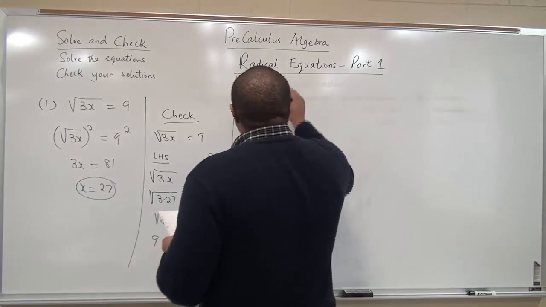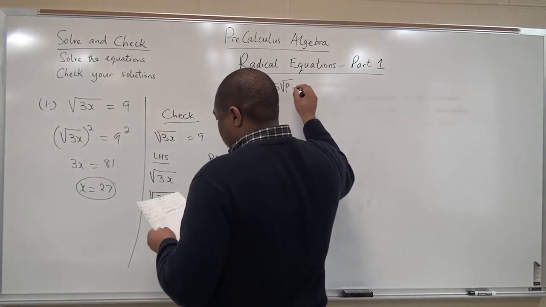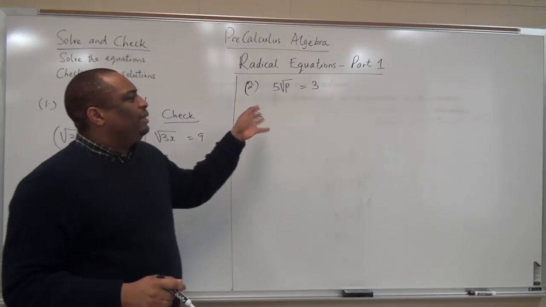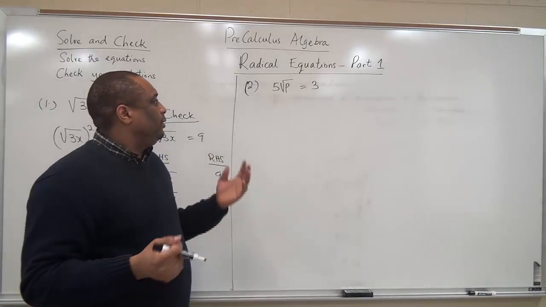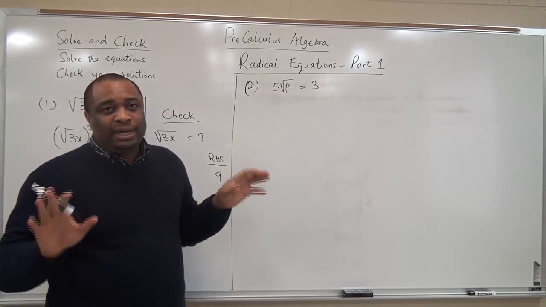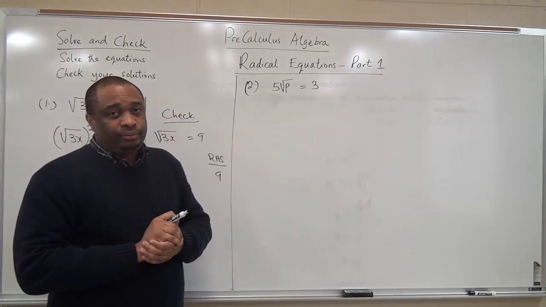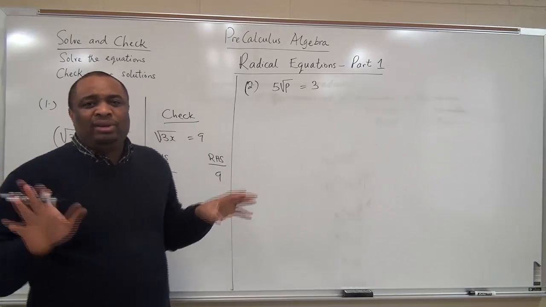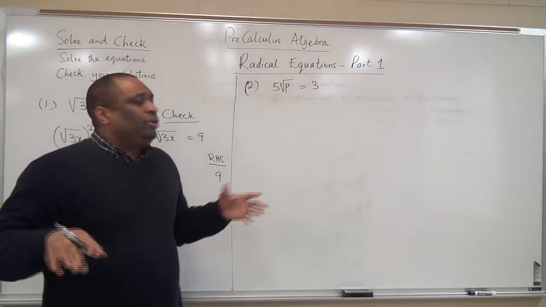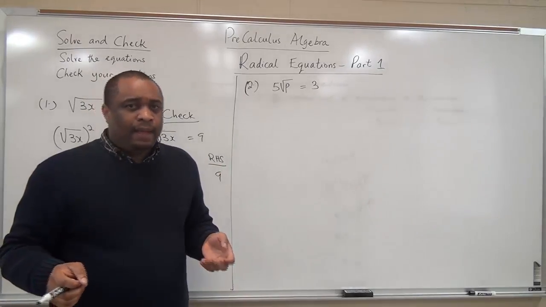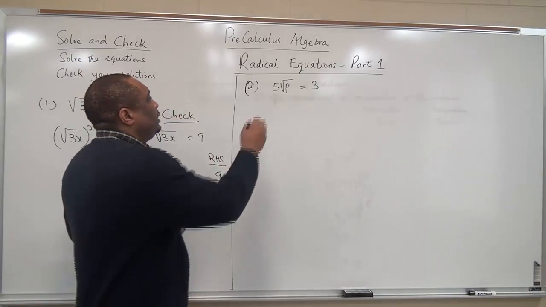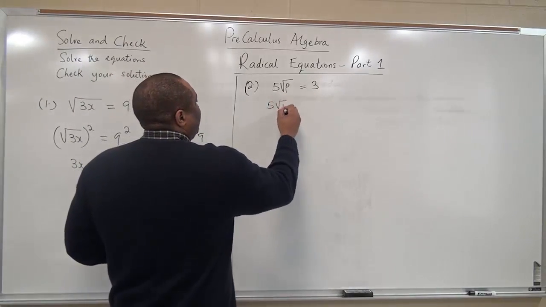Number 2, we have 5 square root of p is equal to 3. Here you can do it two ways. You can first of all divide both sides by 5 so that the radical stays on its own. Usually you want a radical to stay on its own. Or you can go ahead and square both of them. I would prefer the first approach. Radicals stay on their own. So you divide both sides by 5.